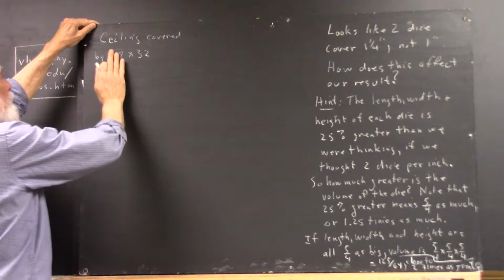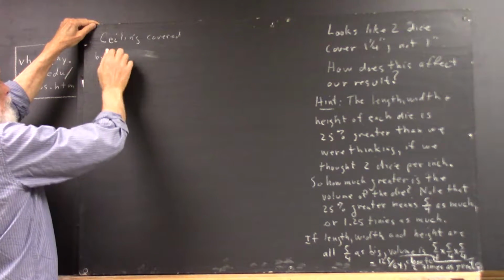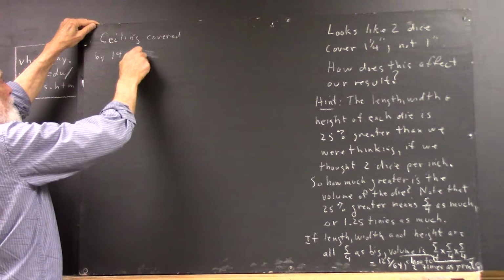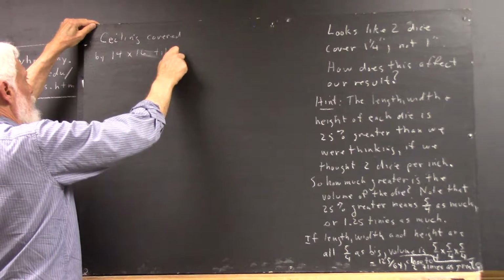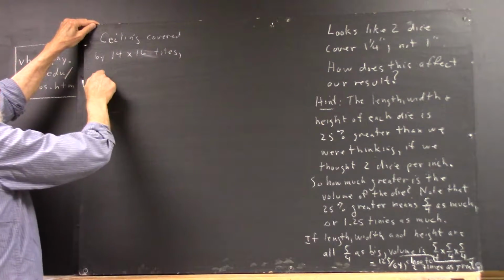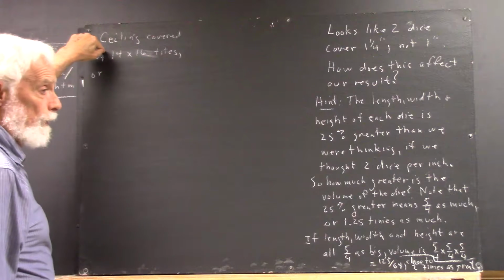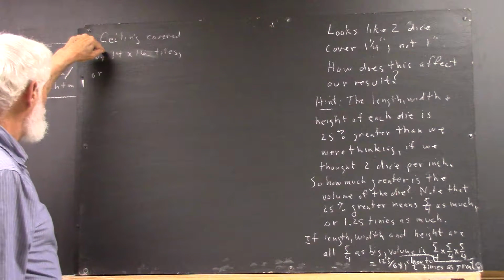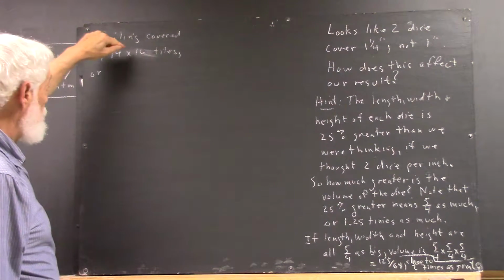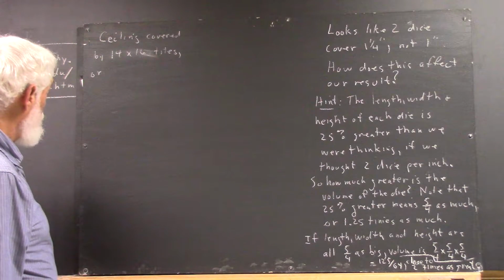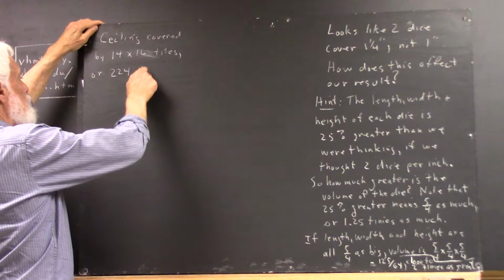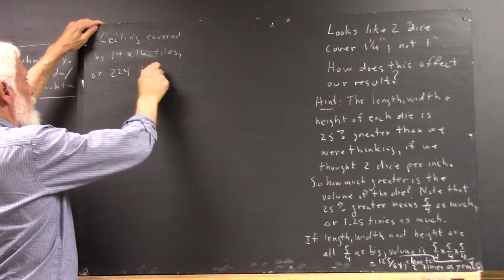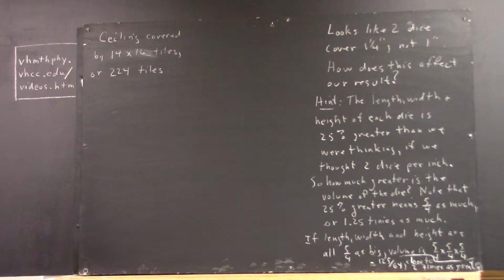Actually, it's 14 times 16. Sorry. 14 times 16 tiles. Or what? 14 times 14 is 196. Okay? And another 2 times 14 is 28, so that's 224 tiles. Okay?